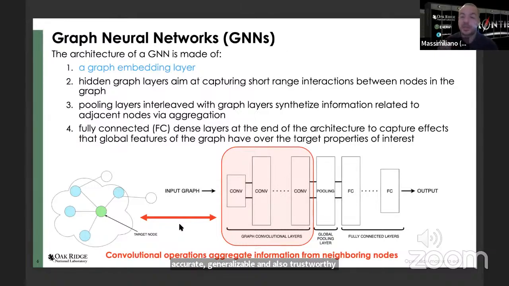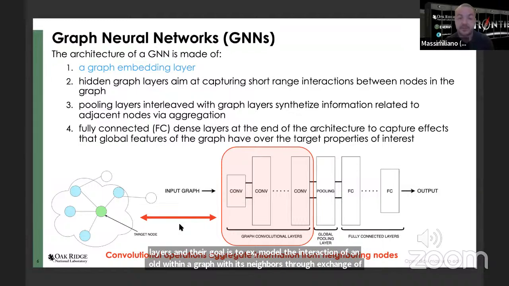We are not going too much into the fine mathematical details of how the graph neural network architecture is constructed, because our focus is primarily scalability. But just at a very high general level, the way we create the GNN architecture is by stacking on top of each other two different types of layers. The first type is called graph convolutional layers, or message passing neural network layers. Their goal is to model the interaction of a node within a graph with its neighbors through exchange of information that leads to node and edge feature updates.